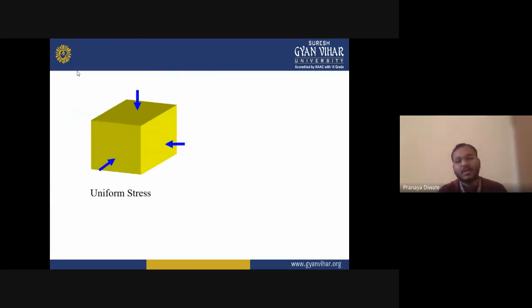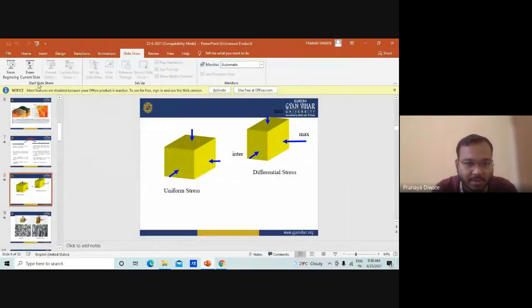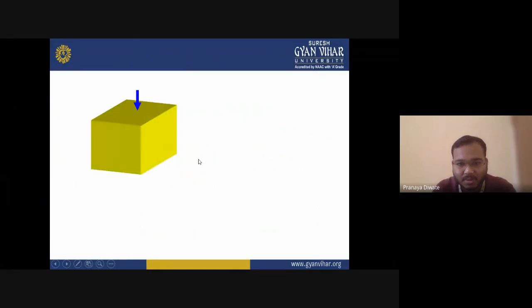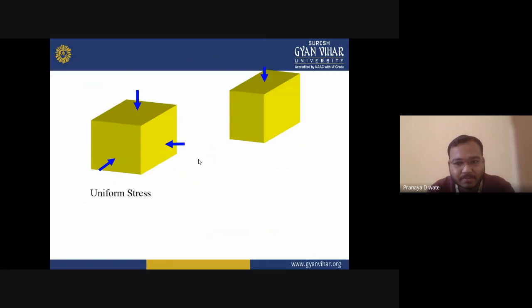This is how uniform pressure acts. How has the uniform pressure been involved? Uniform pressure means the pressure from all the sides. That is known as uniform pressure. So you have pressure from all sides, and that is known as uniform stress or uniform pressure.